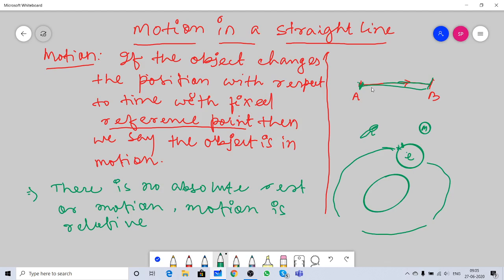Okay, so I hope this concept of rest and motion is clear now. In the next part we will discuss different terms that are associated with motion, for example velocity, acceleration, distance, displacement, average velocity, average acceleration, instantaneous velocity and instantaneous acceleration. So we'll gradually introduce all these topics.